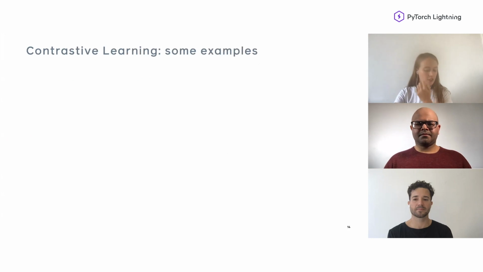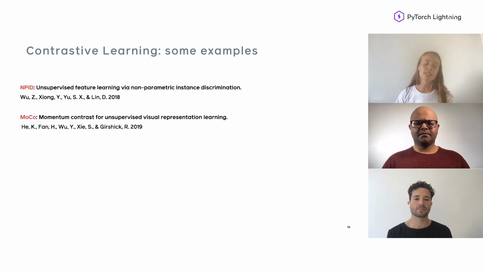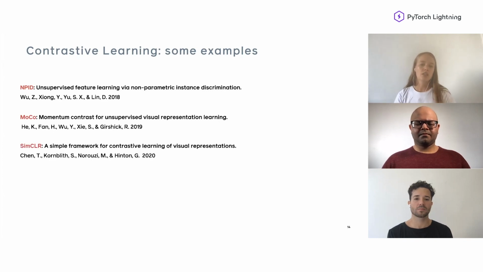And so the different implementations differ in the way the negatives are provided. For example, in NPID, which was published two years ago, the negatives come from a memory bank, which is composed of the feature representations from the previous epoch. In MoCo, which was published last year, the negatives come from the previous batches through a dedicated slow network. And more recently, SimCLR proposed to take the negatives directly in the batch. So it's much simpler, but it requires large batches to have enough negatives.